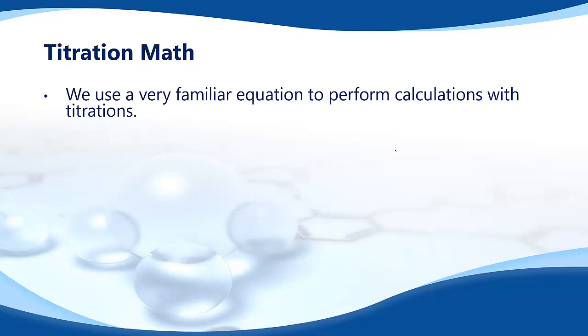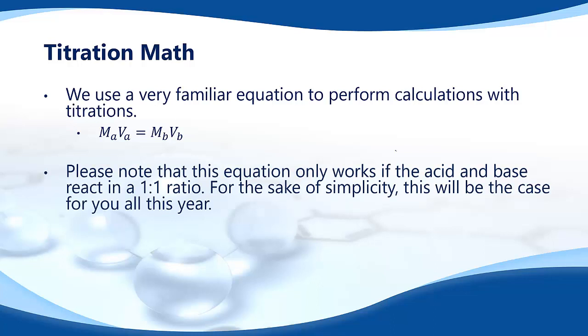I've shown you P1V1 equals P2V2. I've thrilled you with M1V1 equals M2V2. And now we're going to absolutely floor you with MAVA equals MBVB, where A is the acid and B is the base. Same exact equation. One caveat is that this equation only works if the ratio for the acid and base in your equation is 1 to 1.